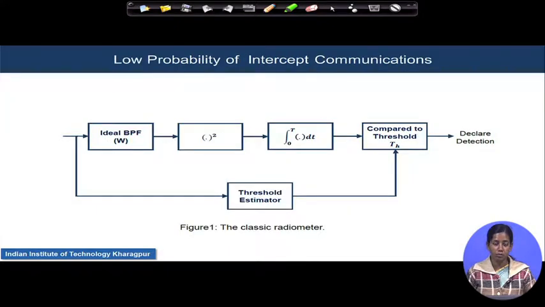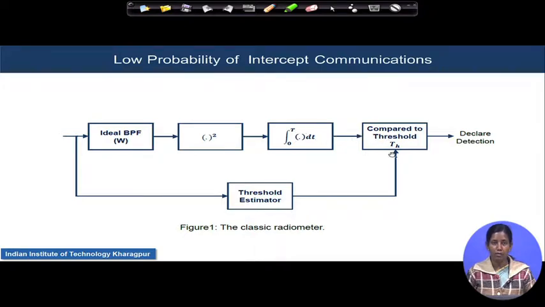The structure of this detector is something like this. It takes the incoming signal, it senses the incoming signal. The signal passes through an ideal band pass filter. Remember, the band pass filter bandwidth W will be almost matched with the signal, but it is not a matched filter kind of. And the output of this band pass filter will be passed to a square law detector, and the output of this detector will be integrated over the time duration of T.